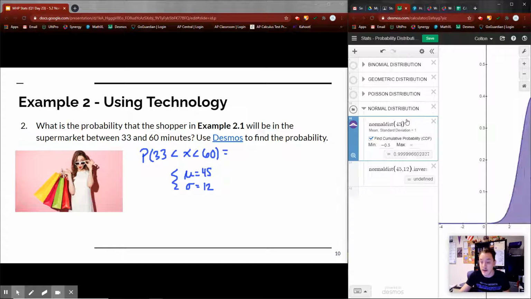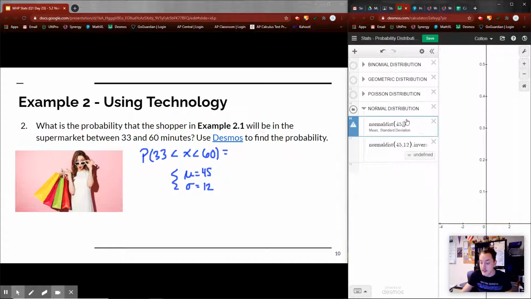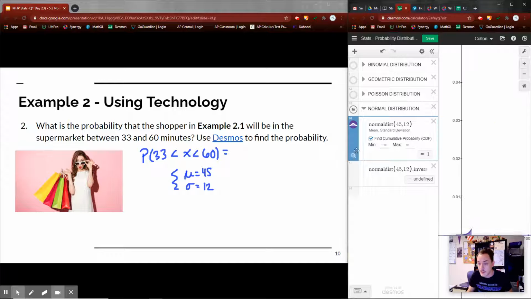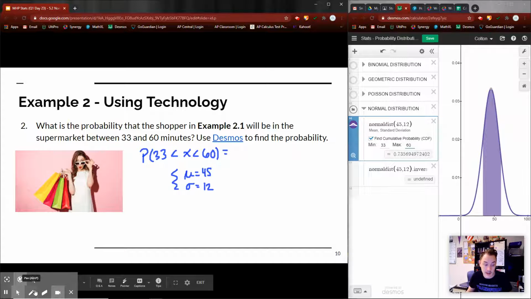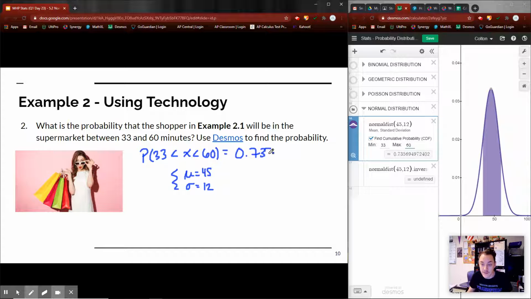I'm going to type in my mean first, and then comma, my standard deviation. Okay, I'm going to zoom up here, and that's what it is. Now watch. I want between 33 and 60. And then boom, that is my answer. So now I go over here, and so that equals 0.7357. This is my answer.